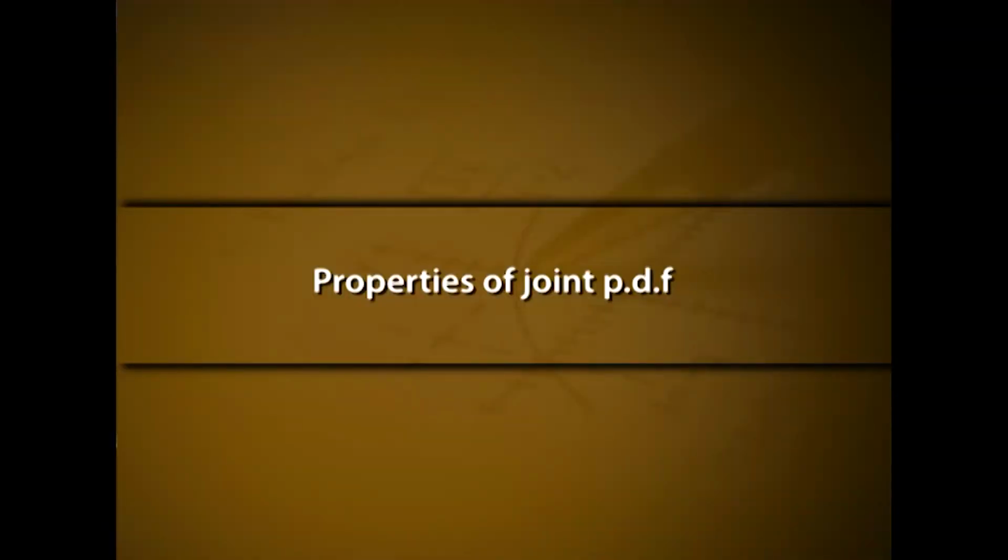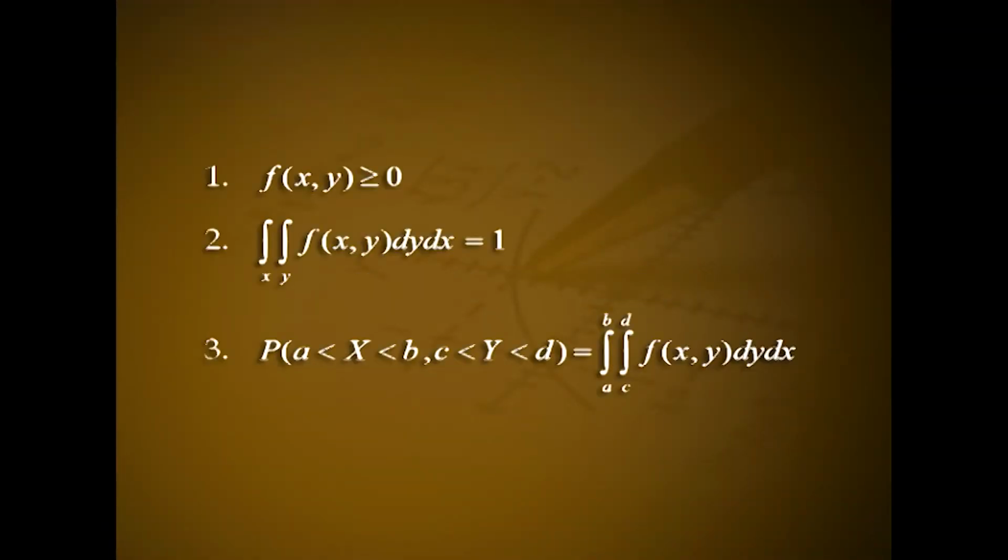Properties of joint PDF. 1. F of xy greater than or equal to 0. 2. Integral over x, integral over y, f of xy dy dx is equal to 1. 3. P of a less than x less than b, c less than y less than d, is integral from a to b, integral from c to d, f of xy dy dx.